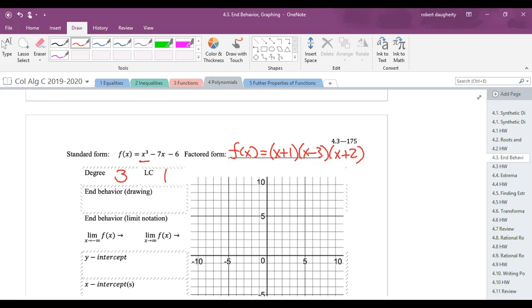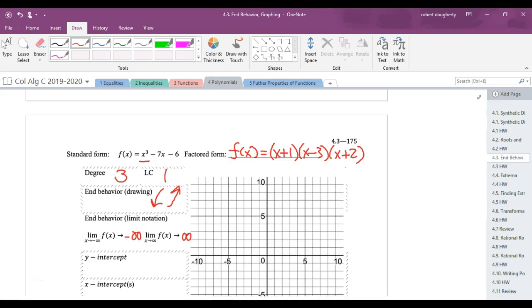What does that look like graphically? It's going to look like x cubed, okay? So it's going to go up in this direction and down in this direction. So as I travel to -infinity, where does my graph go? If I go to the left, where does the graph go? It goes down to -infinity. As I go to the right, where does it go? Positive infinity.